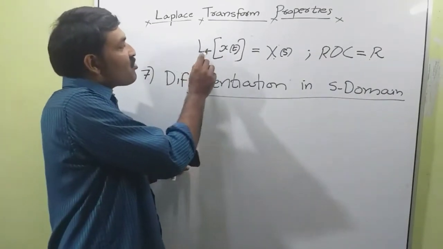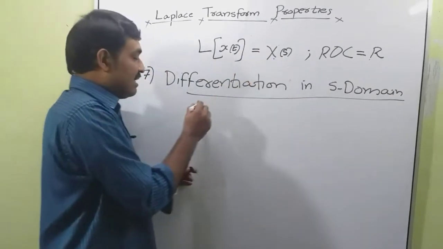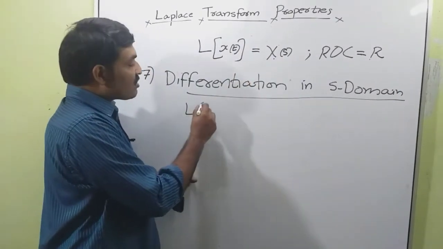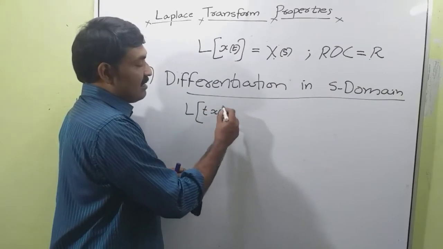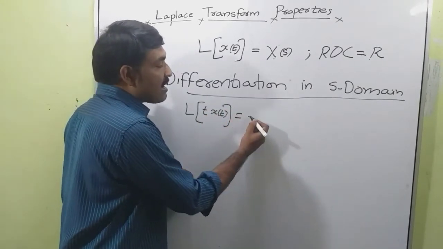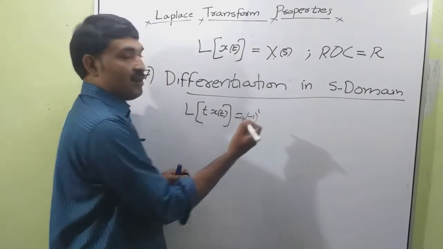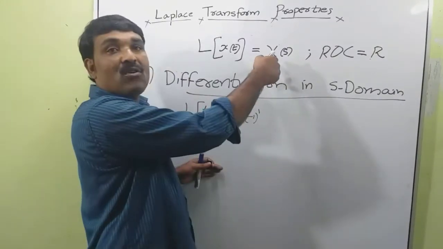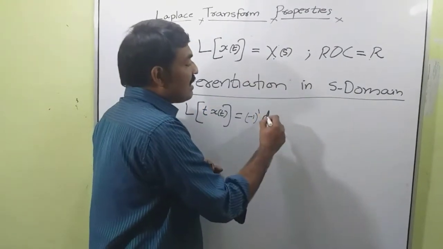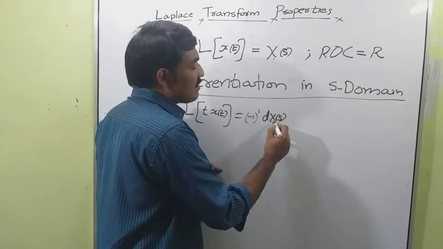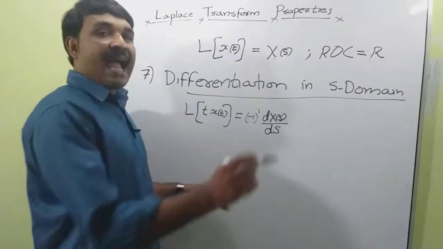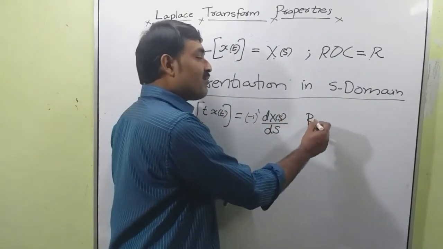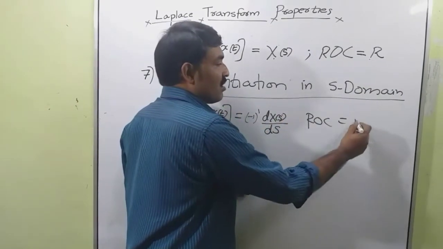The next property is differentiation in the s domain. Suppose the Laplace transform of x(t) is X(s). Then the Laplace transform of t·x(t) is equal to (−1)¹ times the first derivative of X(s) with respect to s, that is −dX(s)/ds. And the region of convergence is the same as that of R.